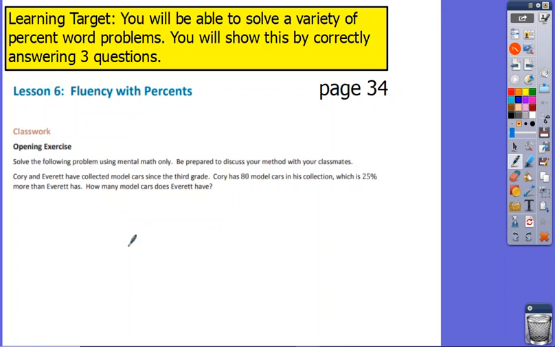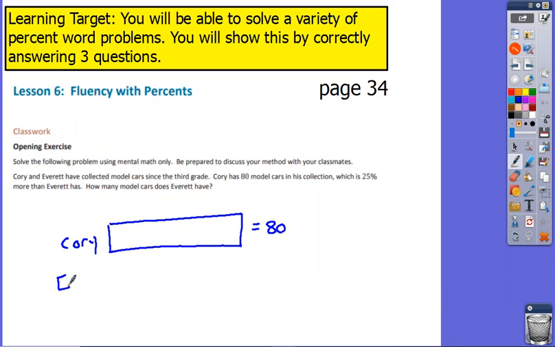Corey and Everett have collected model cars since the third grade. Corey has 80 model cars in his collection, which is 25% more than Everett has. How many model cars does Everett have? So this sounds like a tape diagram. I'm going to draw a box for Corey, and I know that box is 80 cars total. Then I have a smaller box for Everett because Corey's is 25% more. So that's not a whole lot more. Let's make a box about that size.